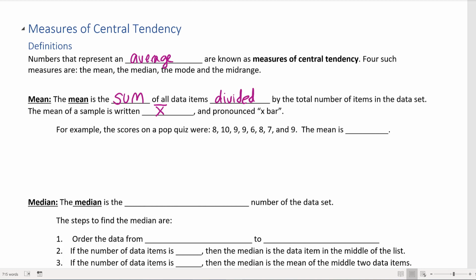So for example, the scores on a pop quiz were 8, 10, 9, 9, 6, 8, 7, and 9. So the mean is going to be, well, how many quizzes do we have here? 1, 2, 3, 4, 5, 6, 7, 8 total quizzes. So when I'm trying to find the mean, I'm going to take 8 plus 10 plus 9 plus 9 plus 6 plus 8 plus 7 plus 9, add all those up and divide it by 8.